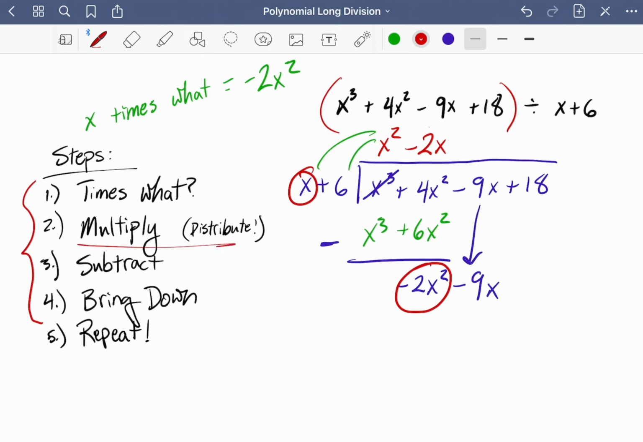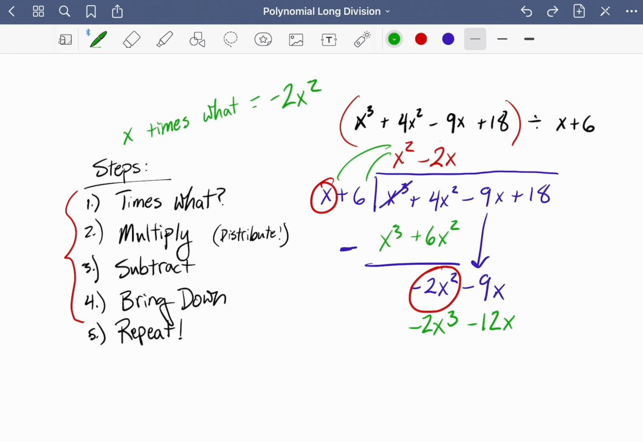Now we're again on to step 2, which is to multiply, and don't forget to distribute. We're taking that same negative 2x and multiplying it times the x and times the 6. Negative 2x times x gives us negative 2x to the third. And negative 2x times 6 gives us negative 12x. Notice that these guys match, but these guys don't. That's okay. All that you need to match is these first 2 terms. The second 2 terms probably won't match, and that's what we expect.